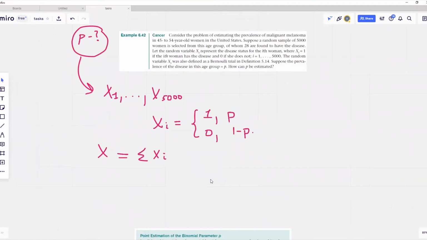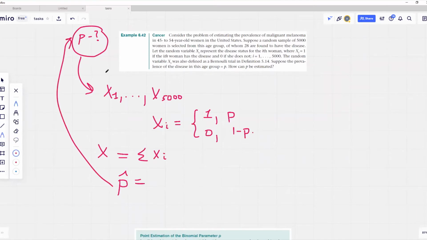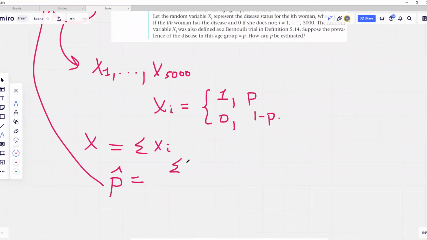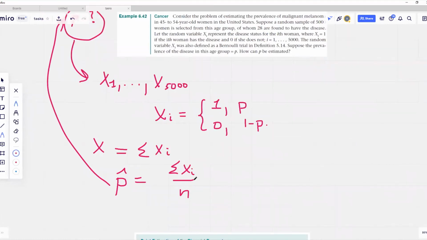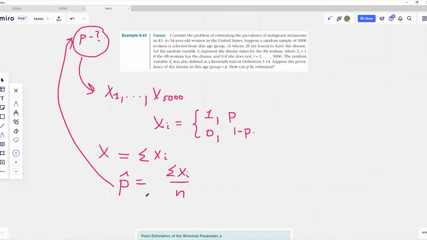Our first logical guess would be to use the following random variable, let's call it p hat, which is an estimator for the unknown parameter p here. Let's use the sum of Xi's over n as our point estimate for p. So basically, this is then equal to 28 over 5,000 in our case. Now, let's find whether this estimator is biased or not.